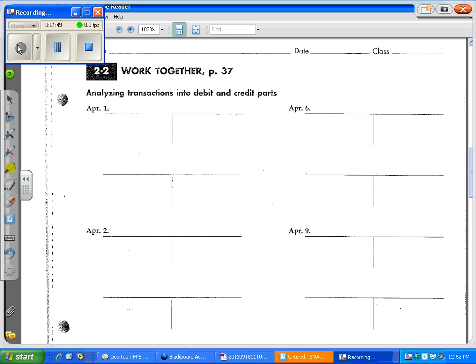All right, on April 6th, we buy supplies on account from Bale Supplies for $100. This time we're buying on account. We're not buying with cash. So on the 6th, we have accounts payable, which is a liability on the right side of the equation. So to increase it would be a credit of $100. And the other side of the equation, we have supplies, which is an asset. To increase it is a debit.